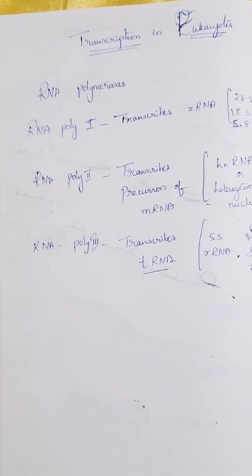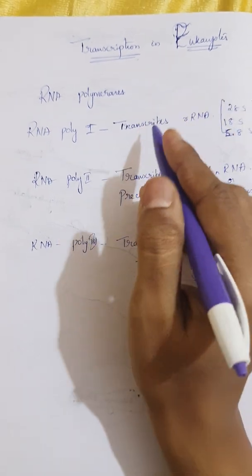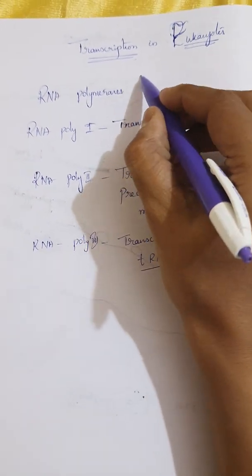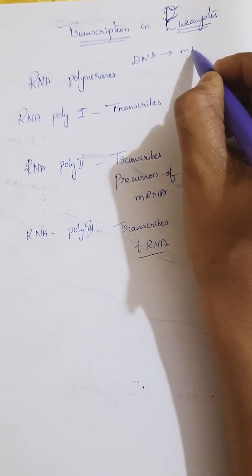Hello students, welcome back. So we will be talking about transcription in the eukaryotes. Generally, we know that transcription is nothing but the process of transfer of information from the DNA to mRNA.